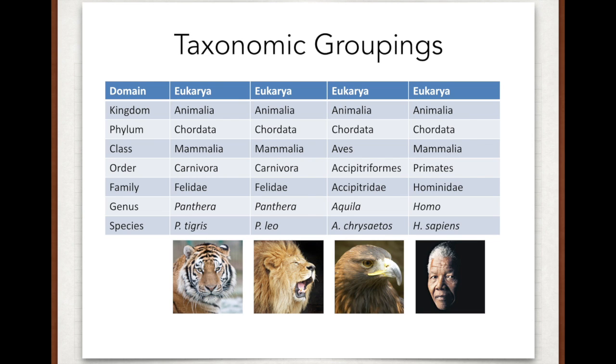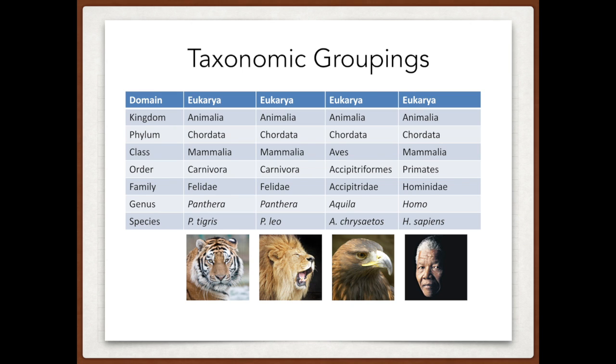Okay, so as I said, every organism that is alive that we know of can be put into these 8 different levels of organization. So here I've got a picture of a table showing the different levels. On the left-hand side, you can see domain, kingdom, phylum, class, order, family, genus, and species. And then across the top, you can see I've got 4 different representatives of eukaryotes, or organisms that have cells with nuclei. And you can see pictures of what these organisms are at the bottom. We've got a tiger and a lion, a golden eagle, and a human.